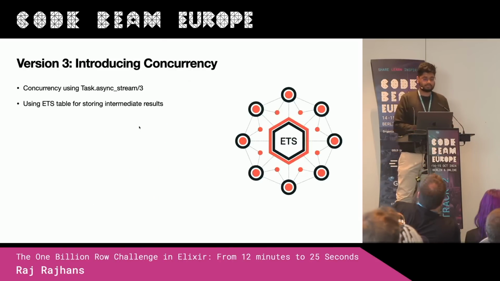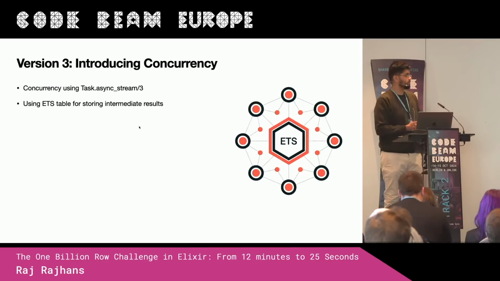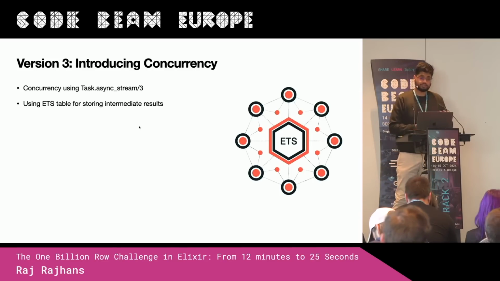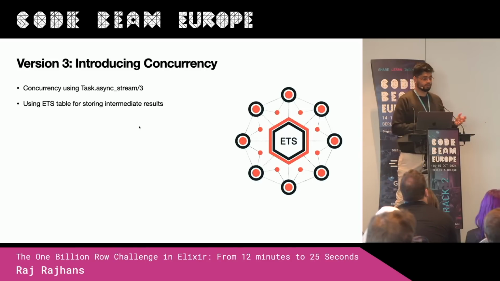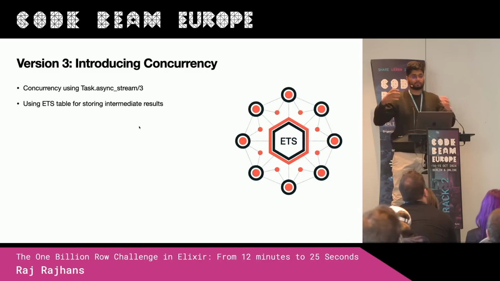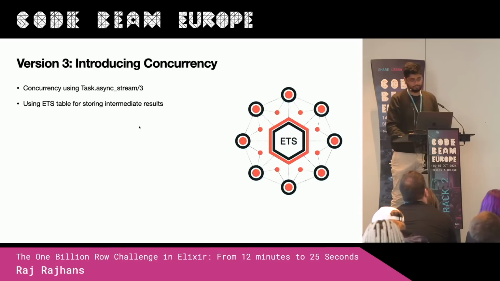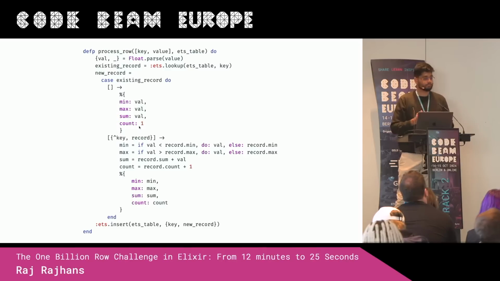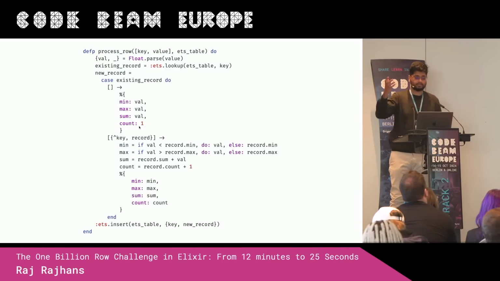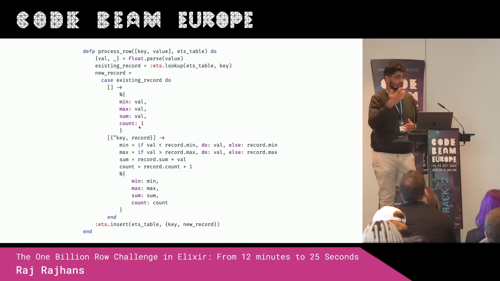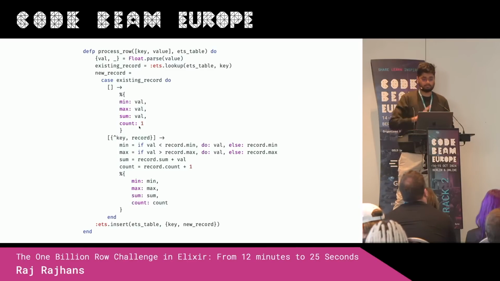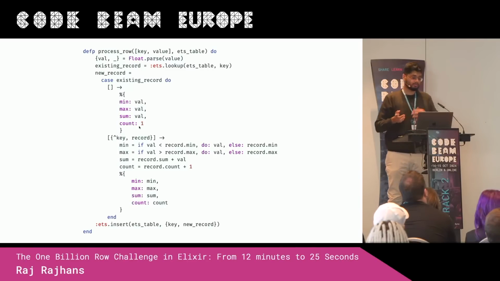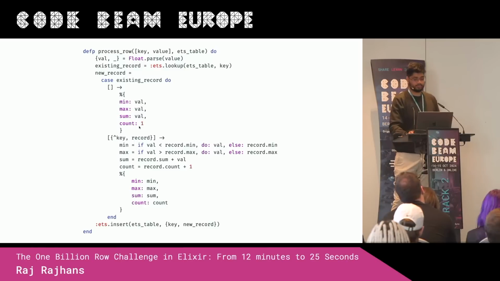And that's when I decided to introduce concurrency using Task.async_stream. The first change I did was I started using an ETS table for storing the intermediate results, because we are going to be updating it from different processes and we need a common storage for it. So simple changes to our process row function: you take in the ETS table and it checks if there is an existing record for the city in that table. If there is, then it will update the min, max, sum, and count. And if there isn't, it will set it to an initial value.